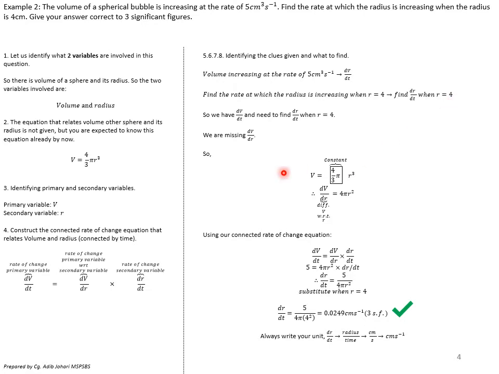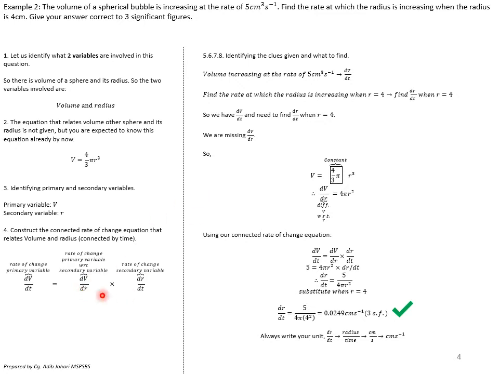Alright, so if you look at your constructed connected rate of change, so you have dV/dt, you need to find dr/dt. So you're missing dV/dr. So you need to find dV/dr. So what is dV/dr? Rate of change of V with respect to r.